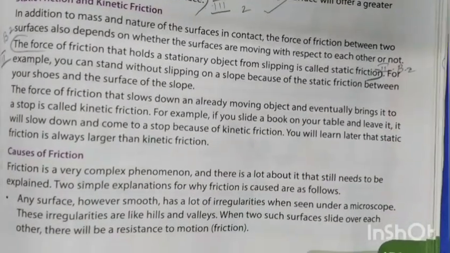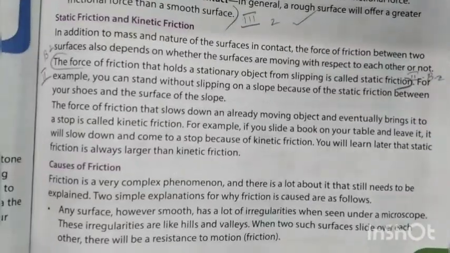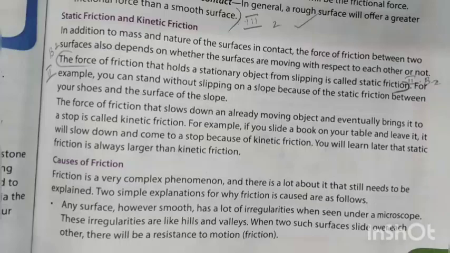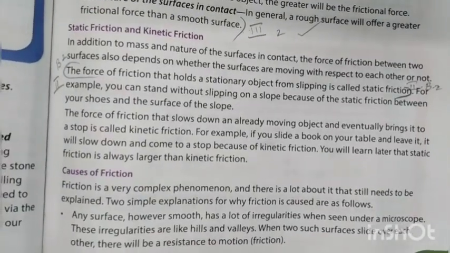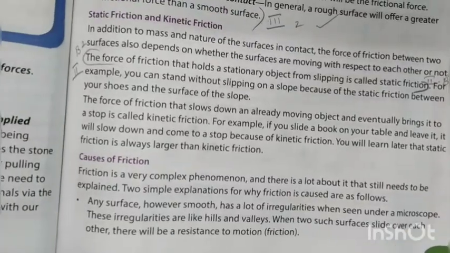For example, we are standing on the ground. We are not slipping on the slope because of the static friction between our shoes, or our chappal, and the surface of the slope.